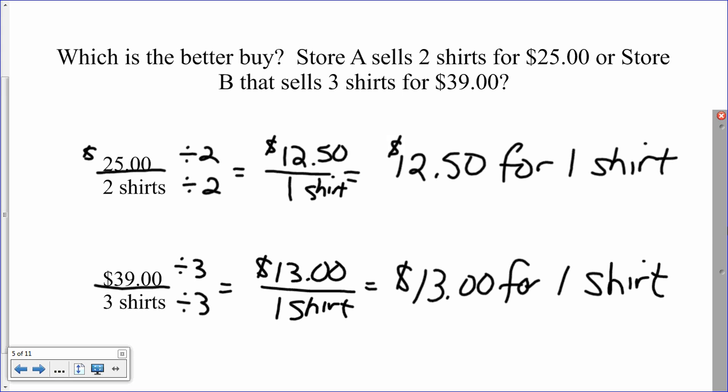So Store A would be the better buy because it's cheaper for the unit rate. It's only $12.50 for 1 shirt versus $13 for 1 shirt at Store B.